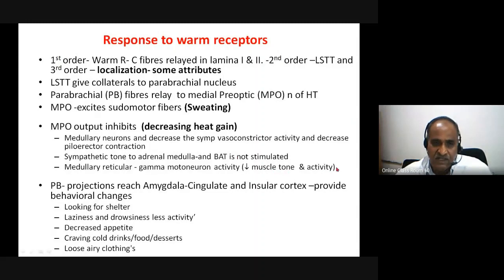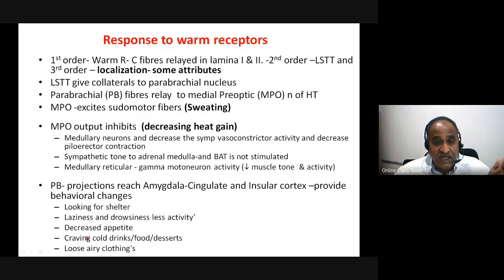That is that particular phenomenon. Now, the parabrachial nucleus, because it's all the trick played by the parabrachial nucleus, connects itself to the amygdala, cingulate, and insular cortex that provide the behavioral changes. So that means you are in a hot sun. What are you looking for? You are looking for a shelter, maybe a dense tree, wherein you can reduce the heat coming to you, whatever the physical means, radiation or conduction or convection. Then what happens? These amygdala and cingulate cortex enhance the laziness. So it will not make you very active, and that would make you feel drowsy, so that you will have less activity.